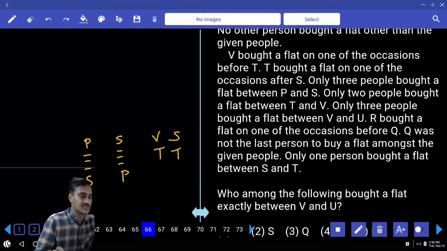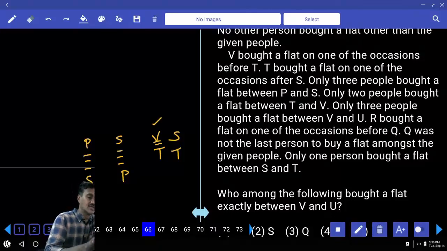Only 2 persons bought a flat between T and V. T కి V కి మధ్య ఎంతమంది ఉన్నారు చెప్పండి? There are exactly 2 people in between T and V. And in between T and V there must be exactly 2 people. And only 3 people bought a flat between V and U. V కి U కి మధ్య ఎంతమంది ఉన్నారు చెప్పండి? There must be exactly 3 people.